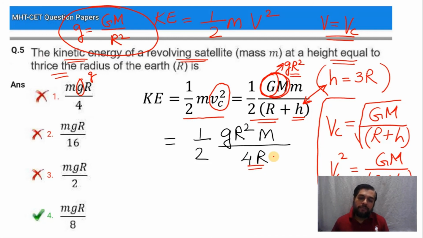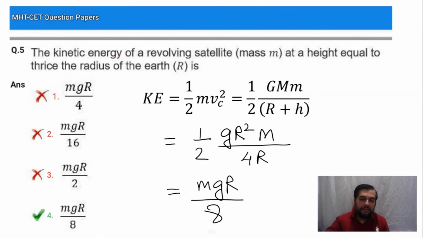Now this is a very simple multiplication. You have to just rearrange and find out the answer. So if I take this m in the beginning and I write it as m into g into r square, one r will cancel here. You can see, right? So we'll get r upon 2 into 4. That becomes 8. And that is the answer. So the answer in this case is nothing but the fourth option, m g r upon 8, and that is the calculation. So I hope you understood this.